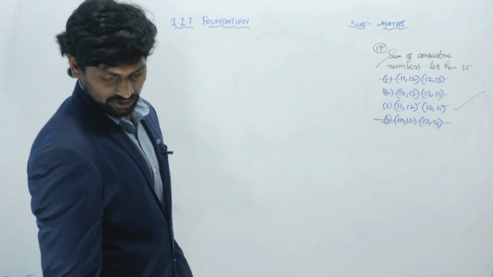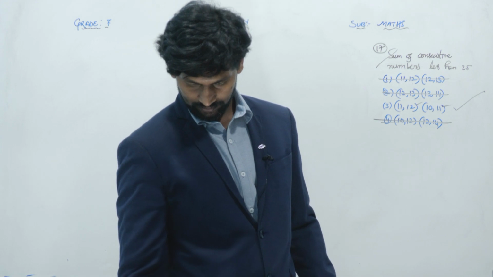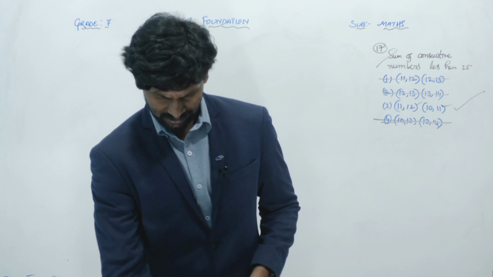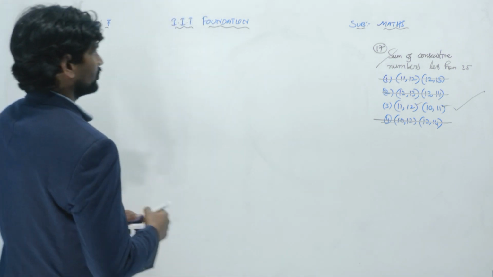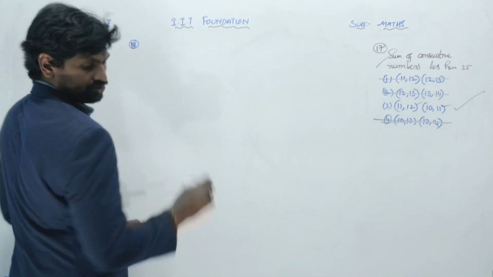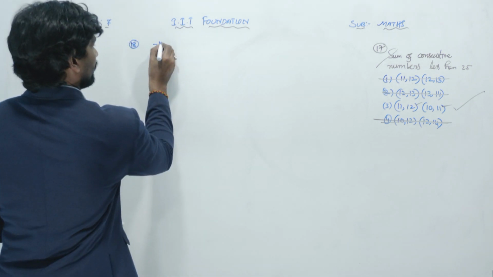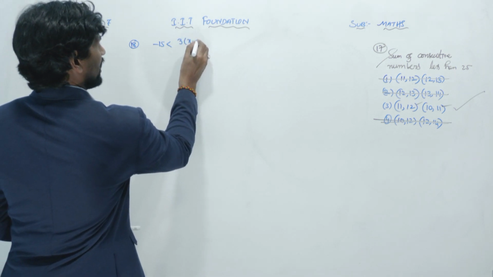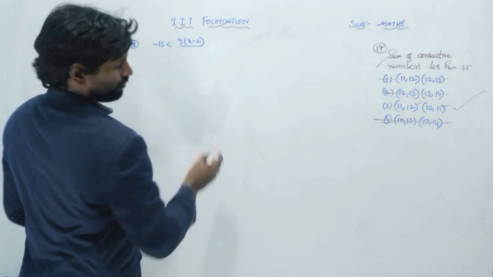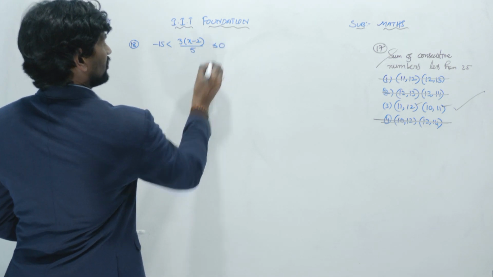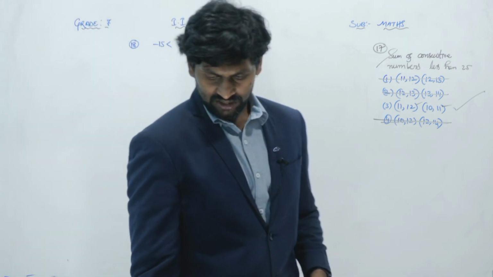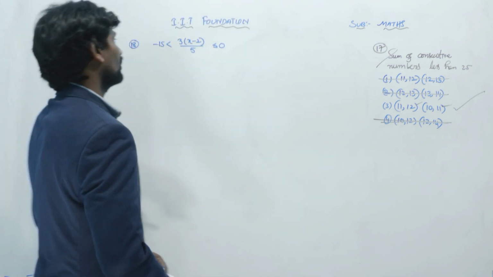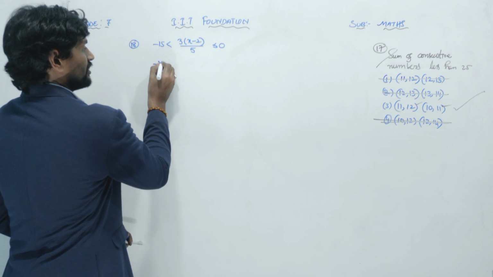The 18th question is about the solution of a system of inequalities. Let us see this one. The question is given somewhat differently. It is minus 15 less than 3 times (x minus 2) by 5, less than or equal to 0. So we need to find the solution of this inequality. Let us check. Now try to simplify this.